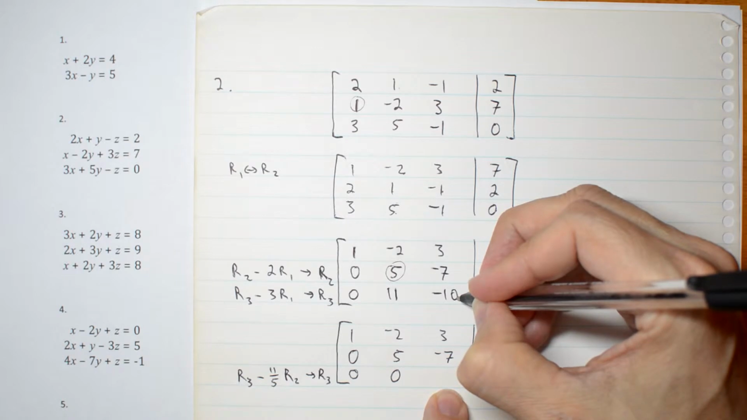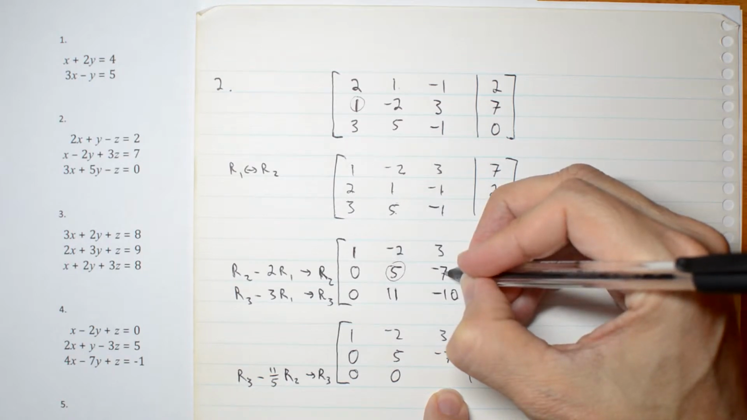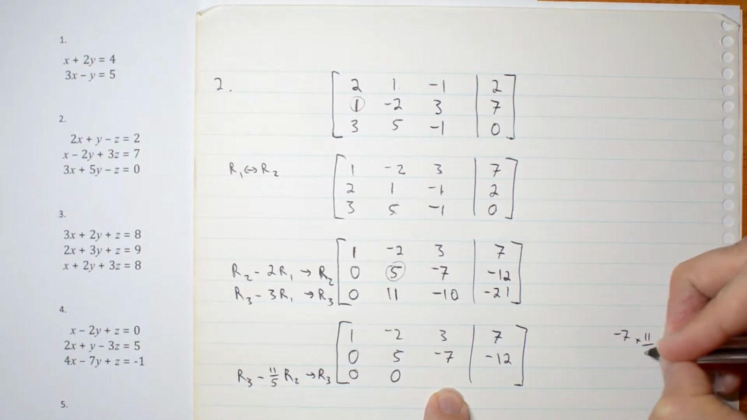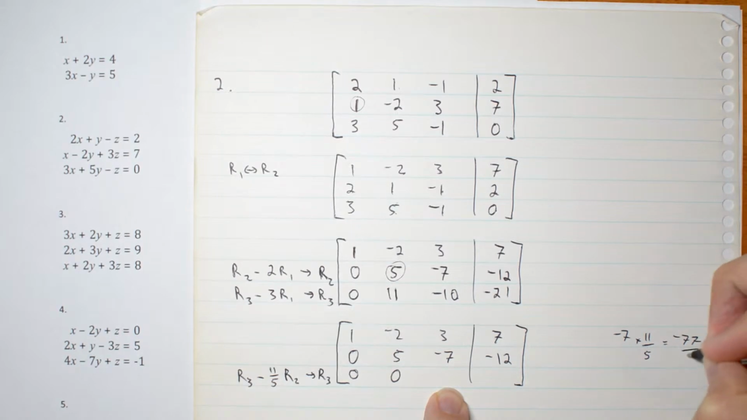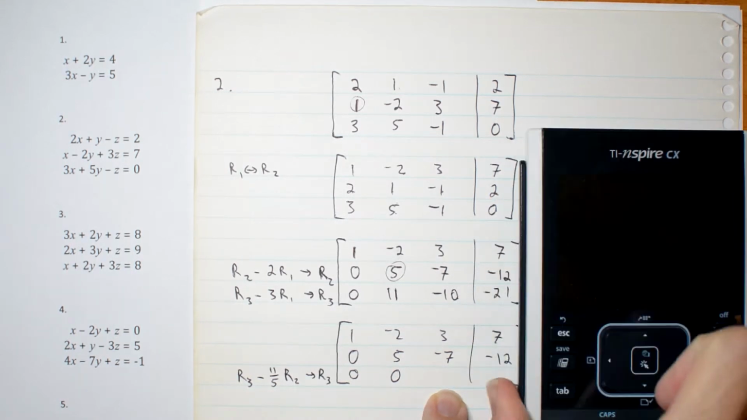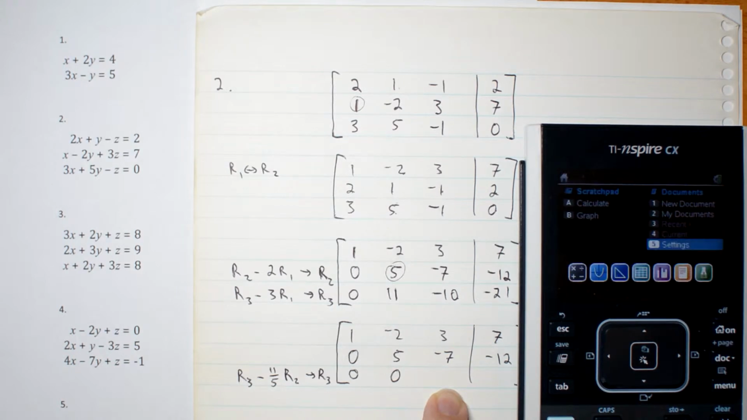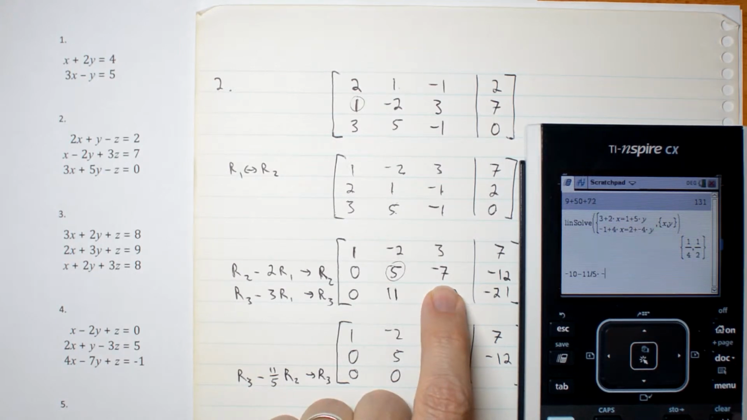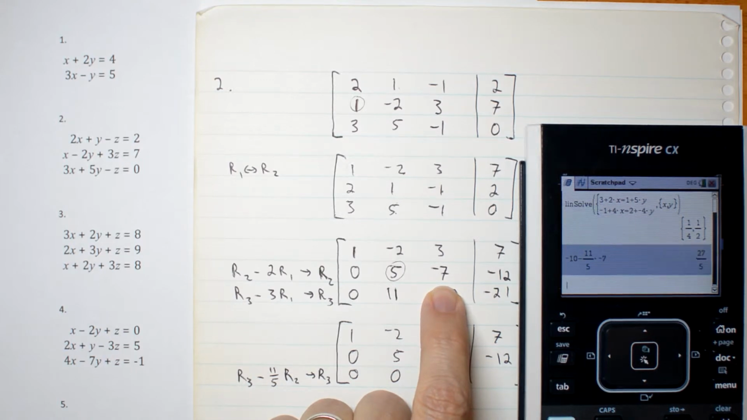Negative 10 minus 7 times 11 on 5. If you're not sure, let's go over here. Negative 7 times 11 on 5 is negative 77 on 5. And I'm going to take that away from negative 10. Do you know what? I'm going to use a calculator to make sure I don't make a silly mistake. So what was I doing? Row 3, negative 10, take away 11 on 5 times negative 7. 27 on 5.